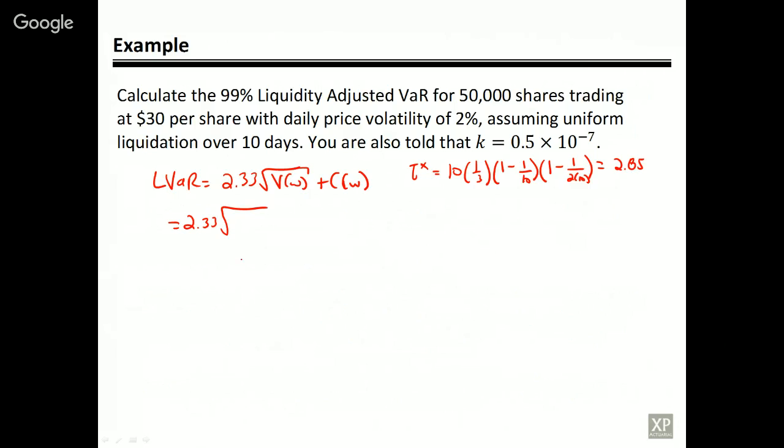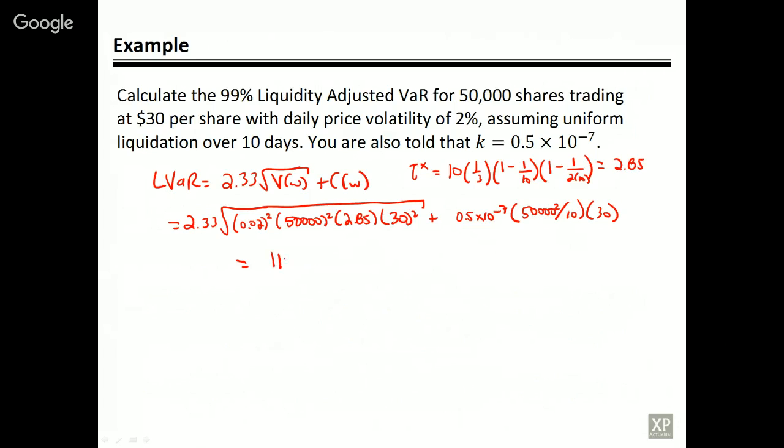So going back to our LVAR, it would be 2.33 times the square root of 0.02 squared multiplied by the number of shares, 50,000 squared, multiplied by T star, 2.85, multiplied by P0 squared, 30 squared. Then we're going to add our other terms. So we have 0.5 times 10 to the negative 7 multiplied by our number of shares squared divided by 10 days multiplied by our price per share of 30. And this gives us 118,379.78.